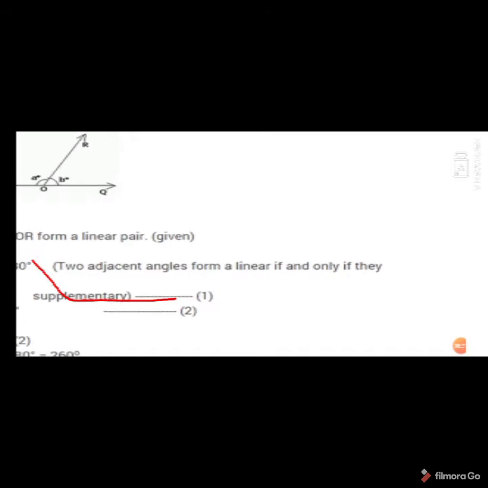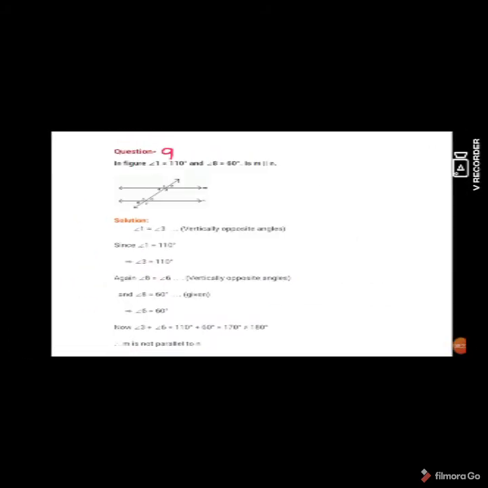Now the last sum that we are going to discuss is sum number 9. Here this sum is a little bit different. Two lines are given, and on them a transversal is intercepted. Angle 1 and angle 8 values are given and we have to find whether these lines M and L are parallel to each other or not.